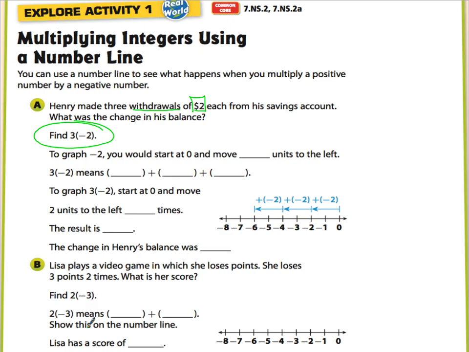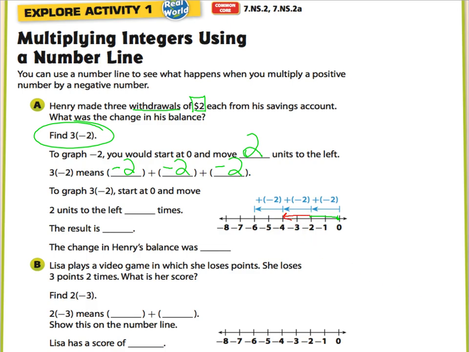So to graph this, we would start at negative 2. Okay, so you have 0, and then you would go to negative 2. So after the first withdrawal, he lost $2. Okay, so moving 2 units to the left. But then, since 3 times negative 2 means negative 2 plus negative 2 plus negative 2, I have to do that 3 times. So now I've moved once. I move a third time.